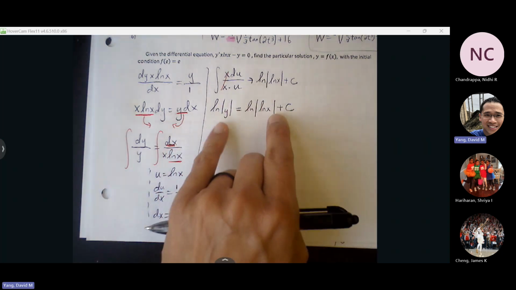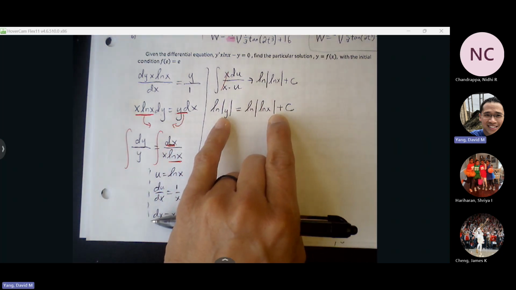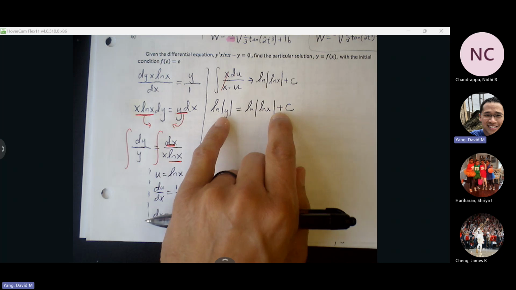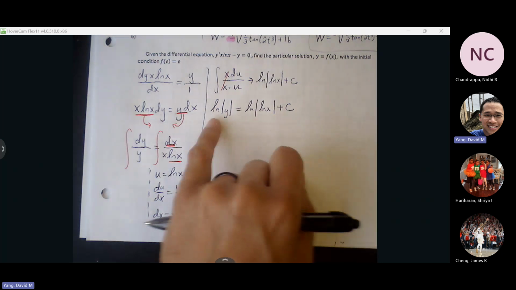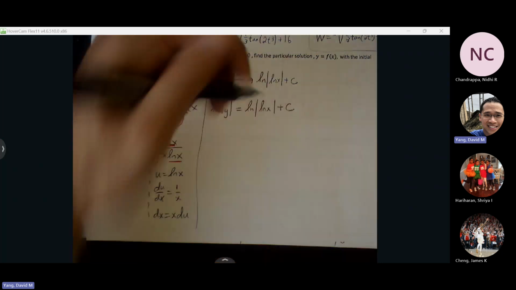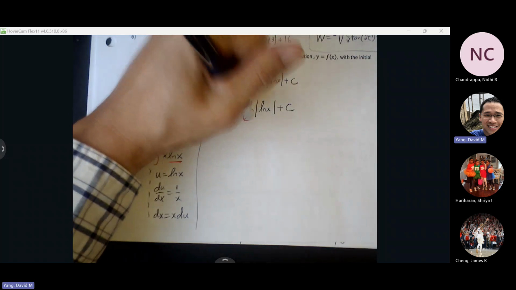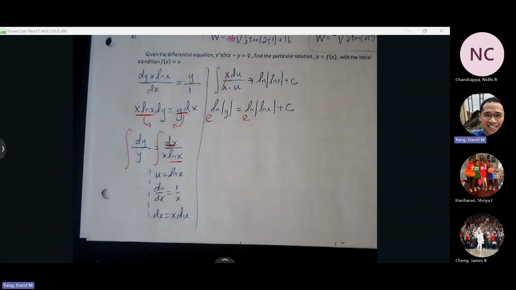So we're now up to the equation level. Two things left to do: solve for c and solve for y. We're going to wait to solve for c here. So I'm just going to raise both sides, e is the base. That should clean up a lot of things for us.